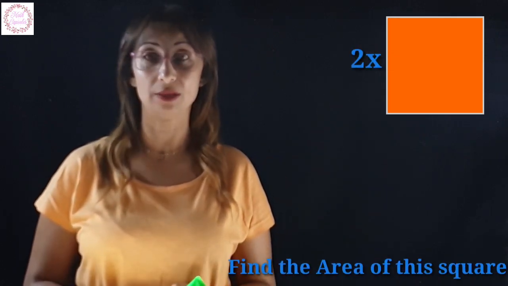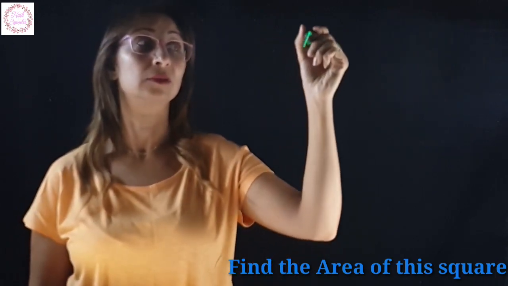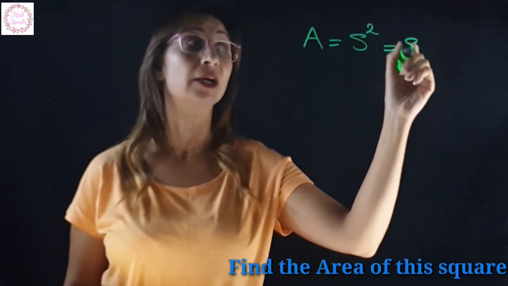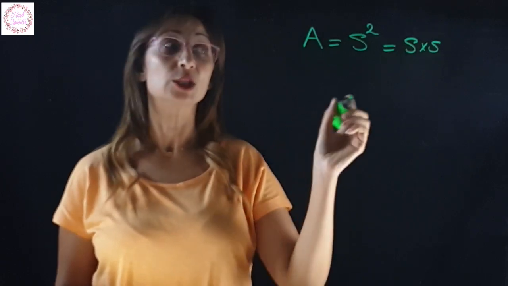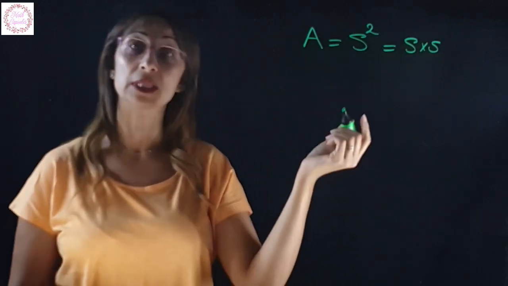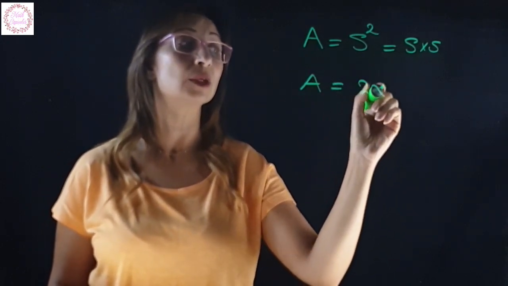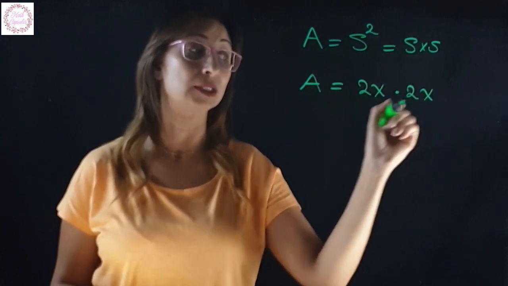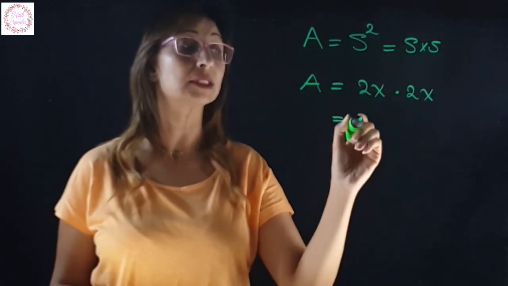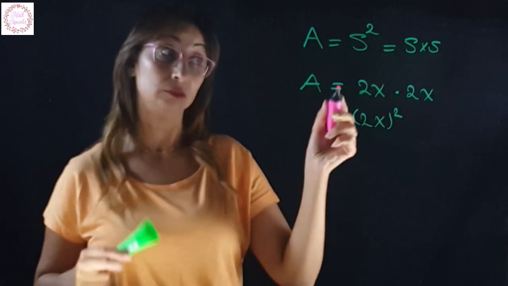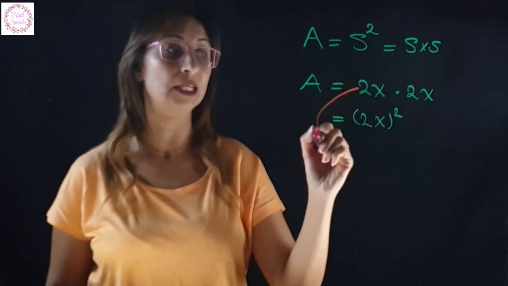If we have a square whose side length is 2x, what is the area of this square? We know that the area of a square is side power 2, or side multiplied by side. So in this case, if the side was 2x, the area is equal to 2x multiplied by 2x, or it's 2x power 2. Okay, let me solve each one alone, then we'll see if they have the same answer or not.